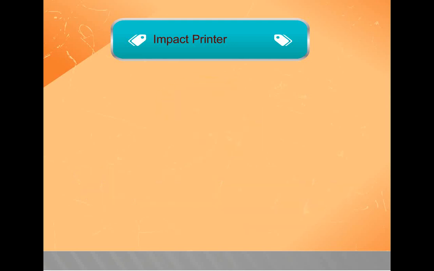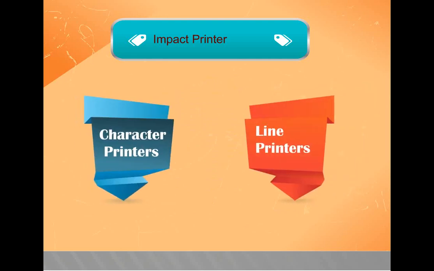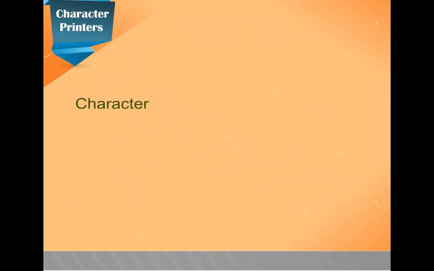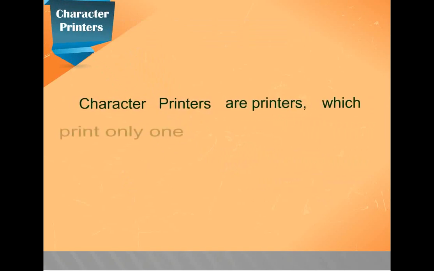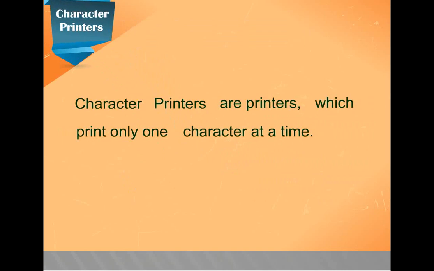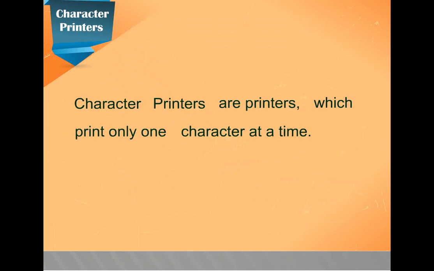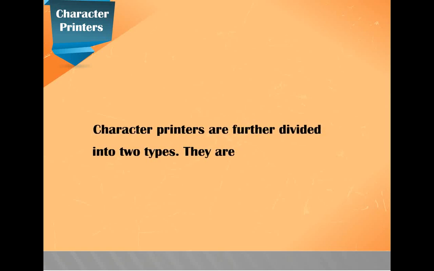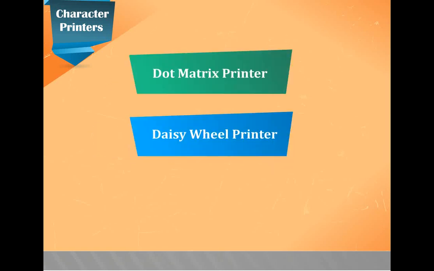Impact printers are classified into two types. They are character printers, line printers. Character printers. Character printers are printers which print only one character at a time. Character printers are further divided into two types: dot matrix printer, daisy wheel printer.